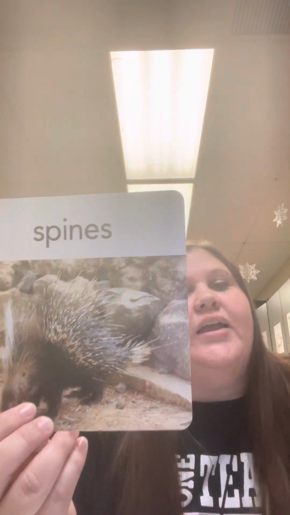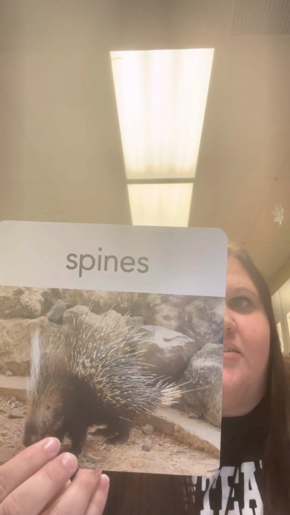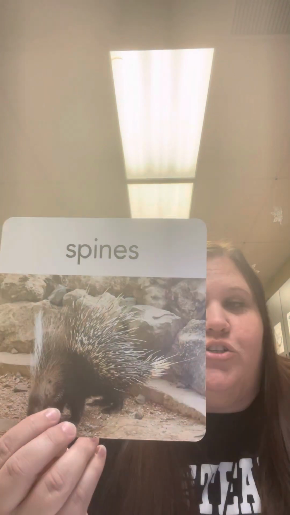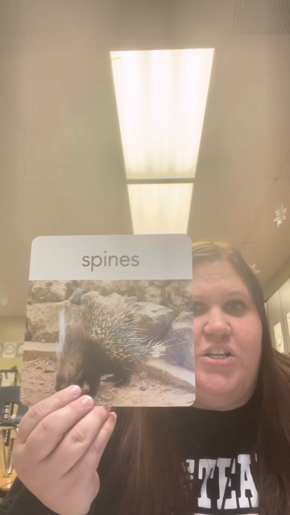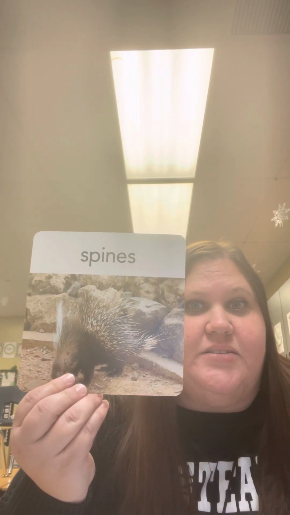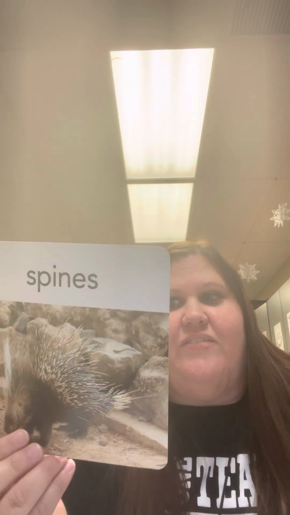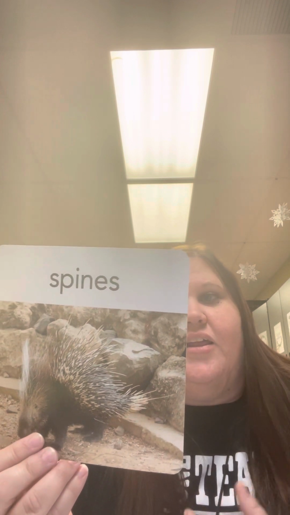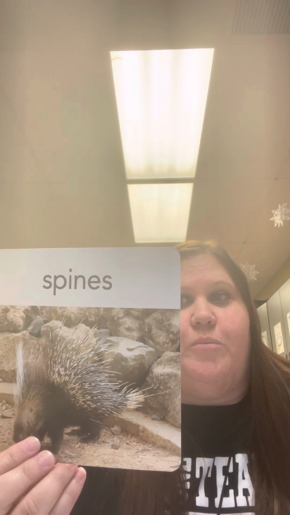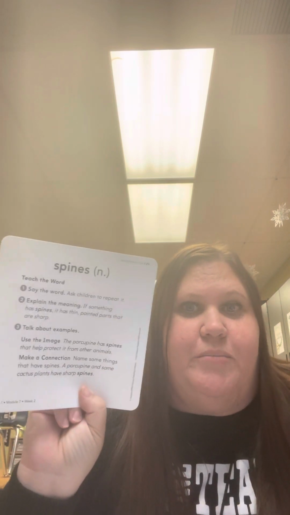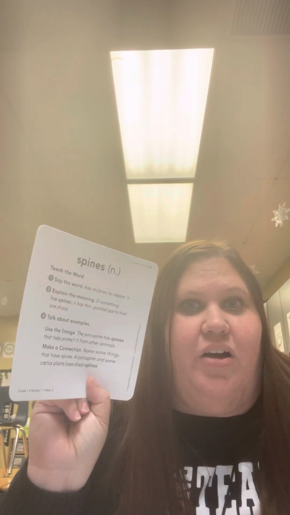So we're looking at the vocabulary word spines. I ask the children to repeat it. Say spines, and they say spines. What do you think by looking at this picture spines means? You'll get a variety of answers, and then you can explain that if something has spines, it has thin pointed parts that are sharp. It even gives you some teacher clues to help guide along their thinking.